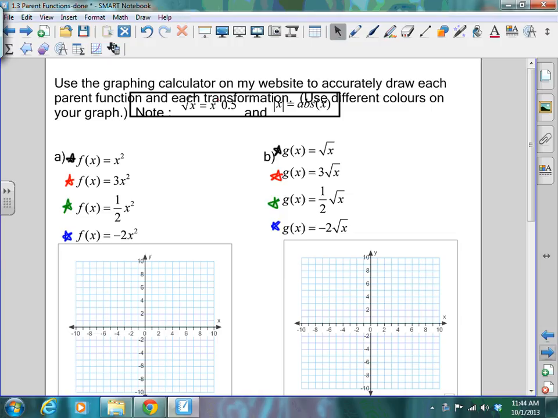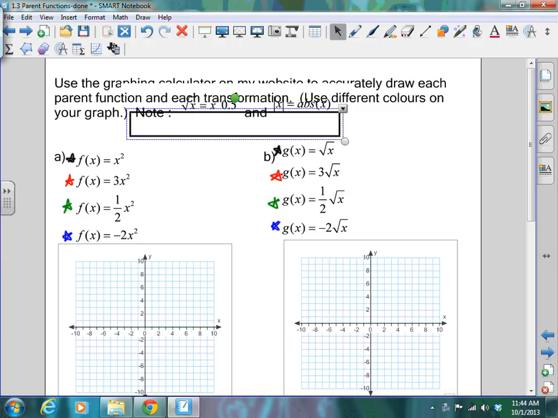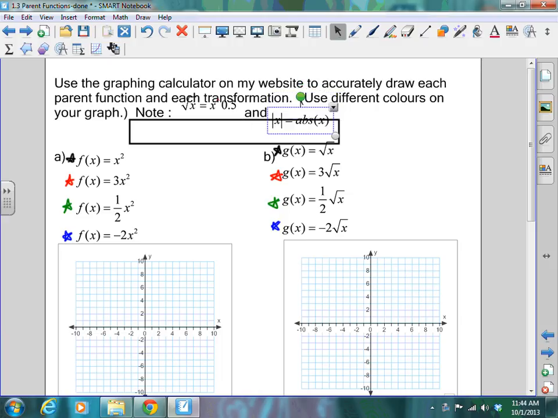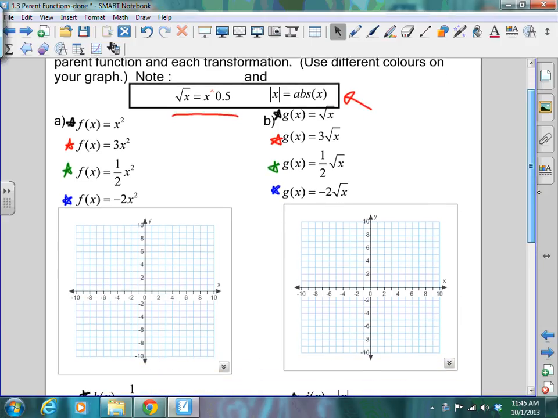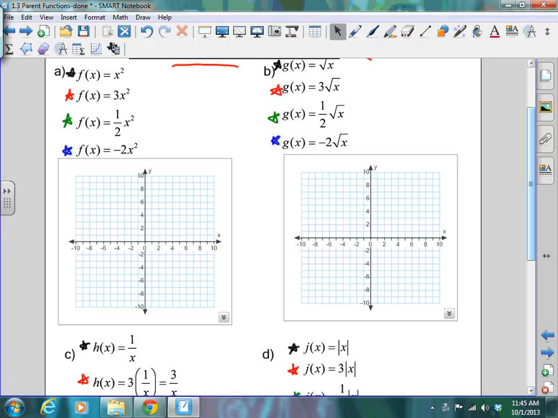Now, if you can, use your graphing calculator at home and try to see if you can find these transformations, because this is what we're going to be dealing with in the next little while. Use a graphing calculator from our website to actually draw each of these parent functions. Just remember when you're doing the square root, you're going to have to use x^0.5, and for absolute value, you're going to need to write ABS and X. Try to color code them, if you can, and produce nice graphs so you can see what's happening in each case.